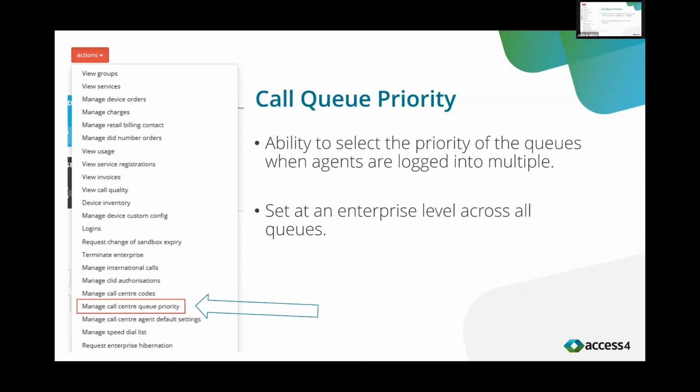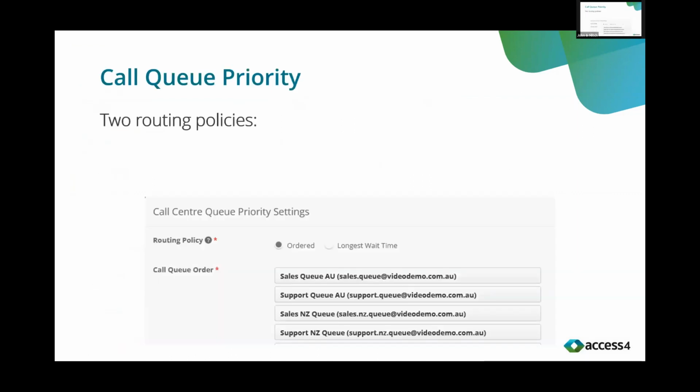And this is set at an enterprise level. So you have every single core queue within the enterprise in that list. So they are based upon each other from that perspective. And it's just in the actions drop down on the enterprise level. Once again, one of those many add-ons that's being put in there from a call center perspective.